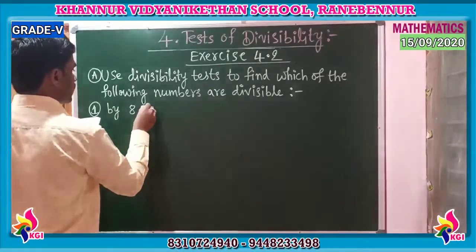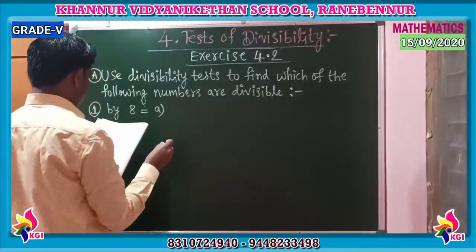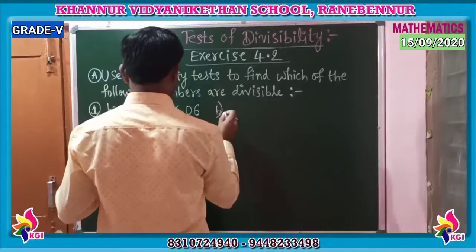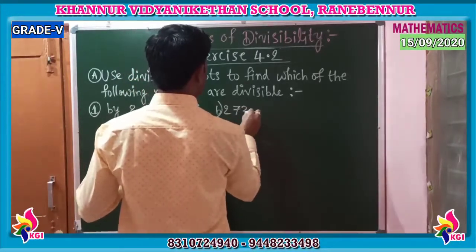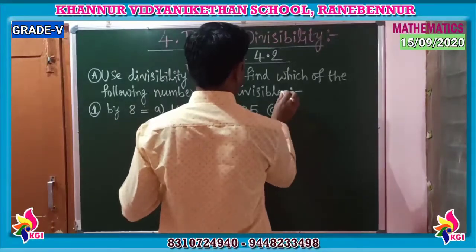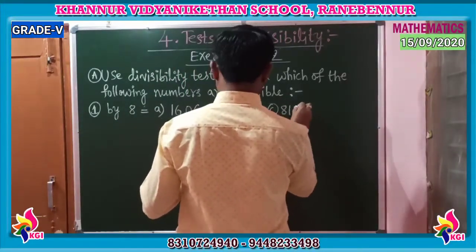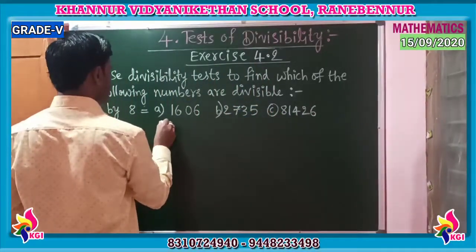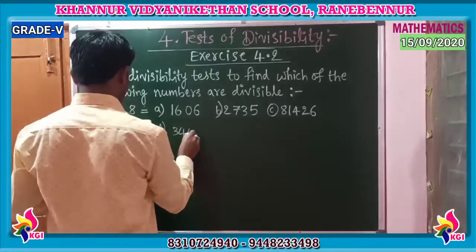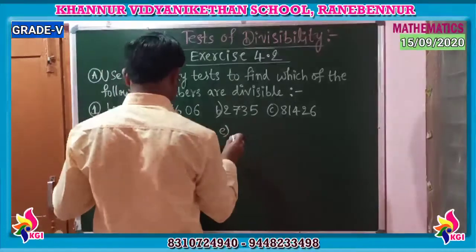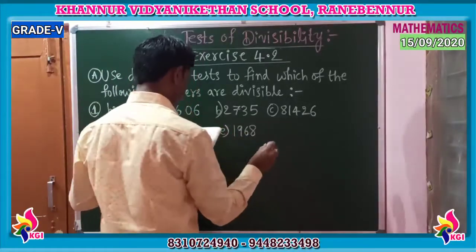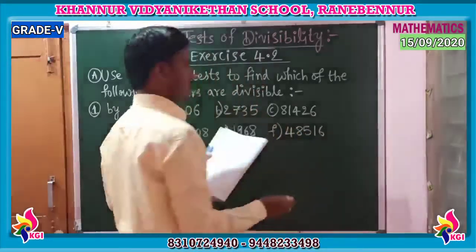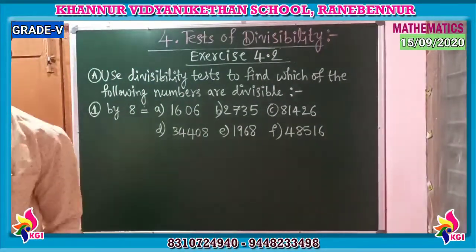In that, A is 1606 and B is 2735, C is 81426 and D is 34408 and E is 1968, F is 48516. Yes children, we know the rule of divisibility by 8.